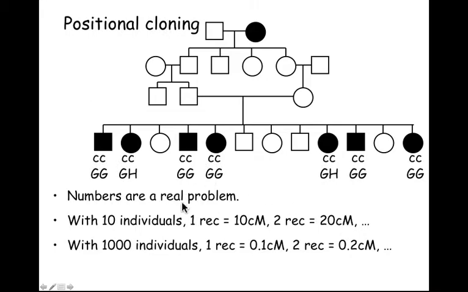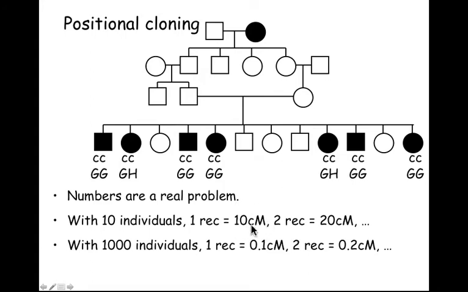So numbers are a real problem, and if you think about this for a bit, what you're really getting is information from the number of recombinants between the disease-causing locus and whatever markers you're using. So the resolution is really dependent on how many recombinants you can find. For instance, if you have only 10 individuals, then if you find one recombination event between a marker and the locus of interest, that would indicate one recombinant out of 10, so this would be about 10 centimorgans away. And this is quite a ways.